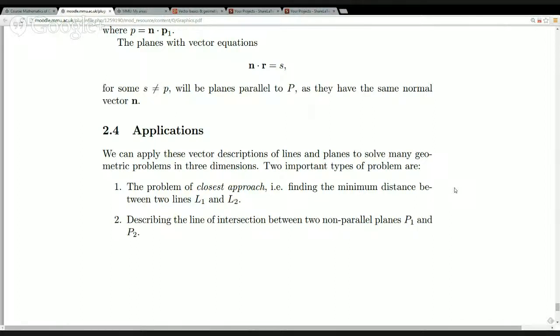So the problem of closest approach is finding the minimum distance between two lines, L1 and L2. Another type of geometric problem we might tackle is describing the points of intersection between two different planes, P1 and P2. Two different planes in 3 dimensions will always intersect in a line. I've got an extra handout which you can collect on your way out. It contains the details of working out the solutions to those 2 types of problems.